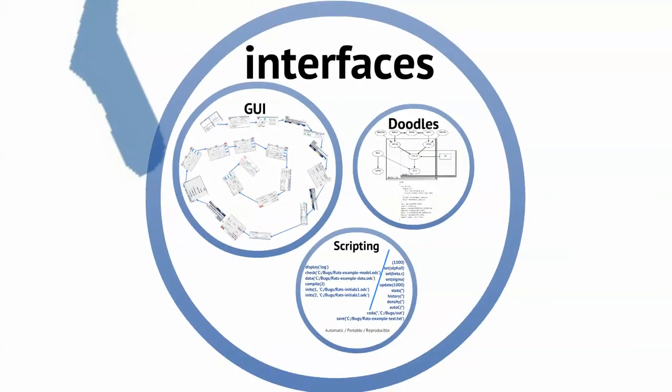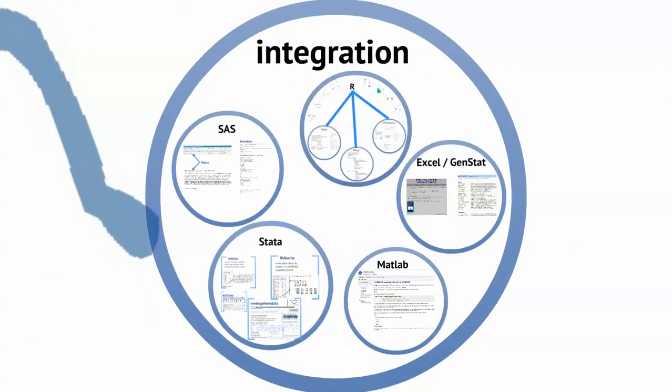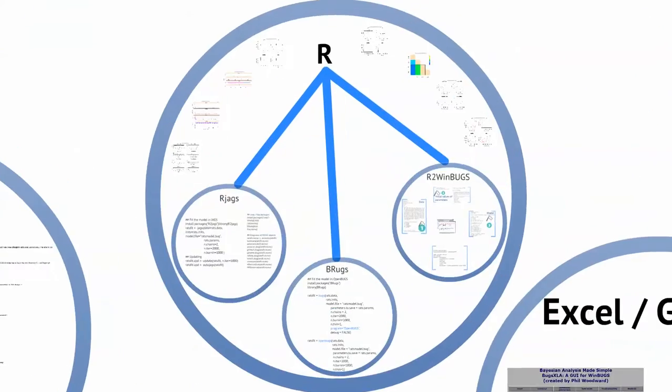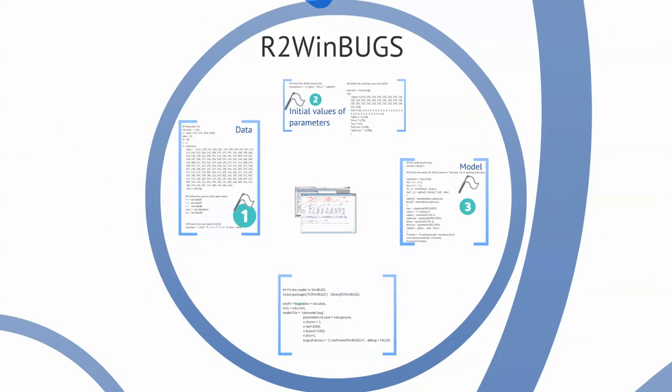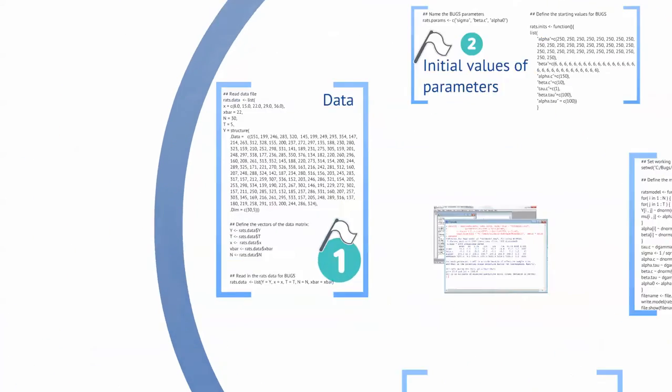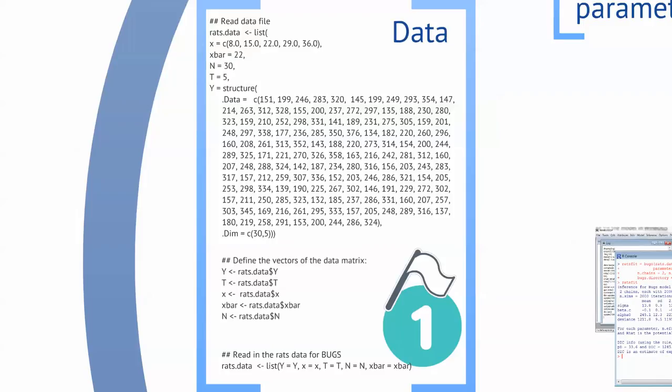So we talked about the BUGS interfaces. Now we'll move on to the last part of the talk. It's called BUGS integration with other softwares. So at first we'll talk about R. There is a package called R2WinBUGS, where in the usual way you can define all the data and you can put all the data in a list format.